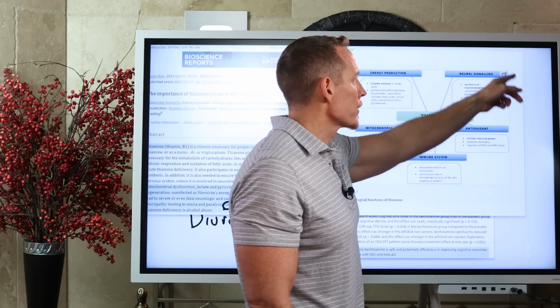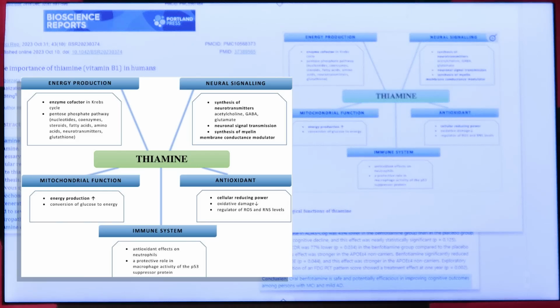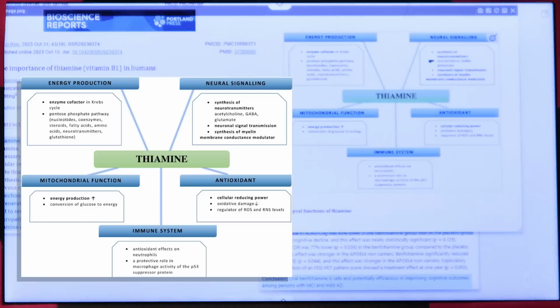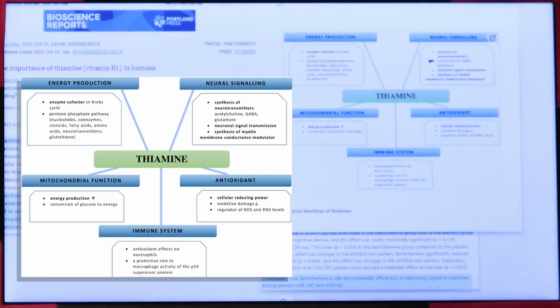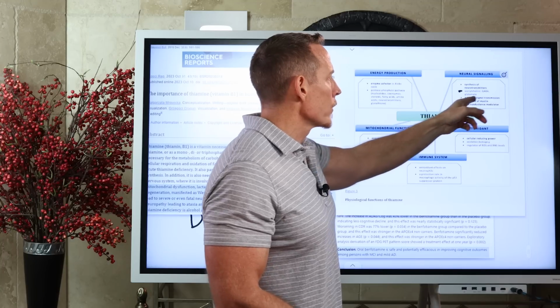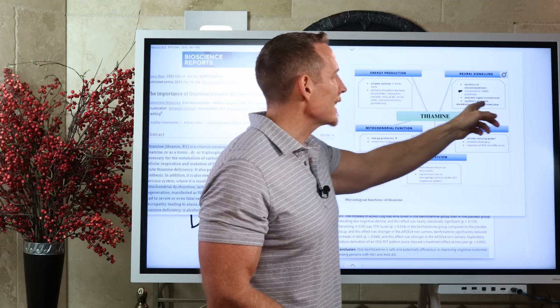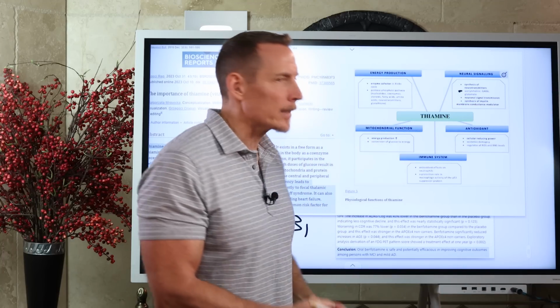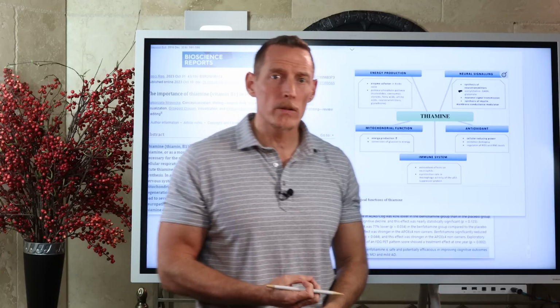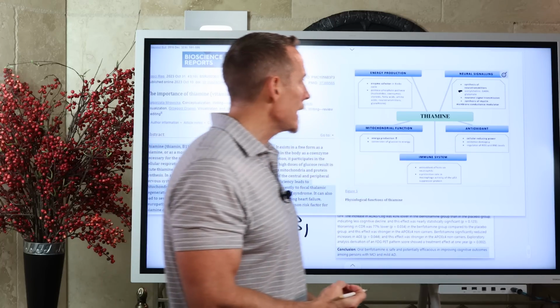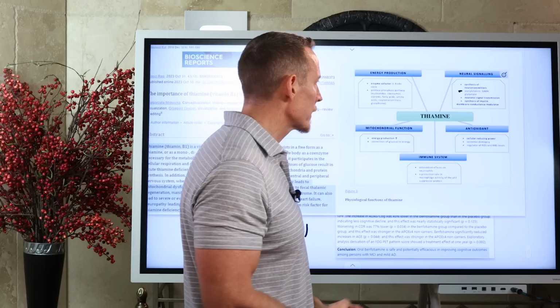But we also know neural signaling. You need thiamine to generate the neurotransmitter acetylcholine. Acetylcholine is the primary neurotransmitter that the brain cells use to communicate with each other. And you can't make acetylcholine without thiamine. You also need thiamine to make GABA and glutamate, which are also neurotransmitters. You see neuronal signal transmission, as well as the synthesis or production of myelin. Myelin is the white matter. It's the coating around the nerves that allows those nerves to transduce signals effectively.